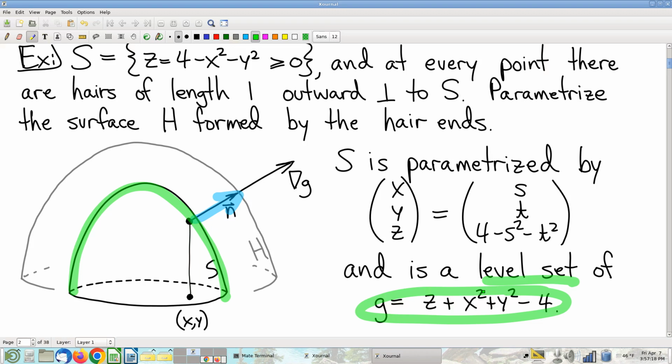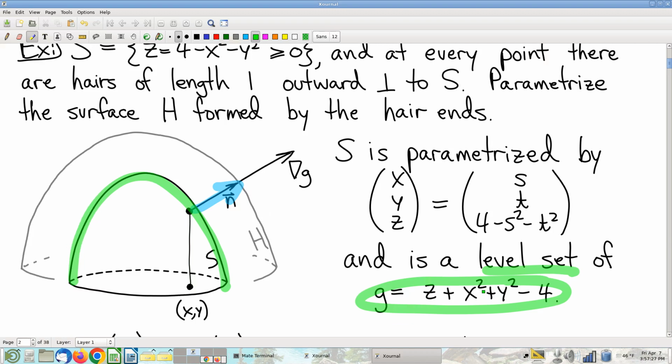So now, reconceived, this green surface S as a level set of this function, I can use the calculus of level sets as follows.